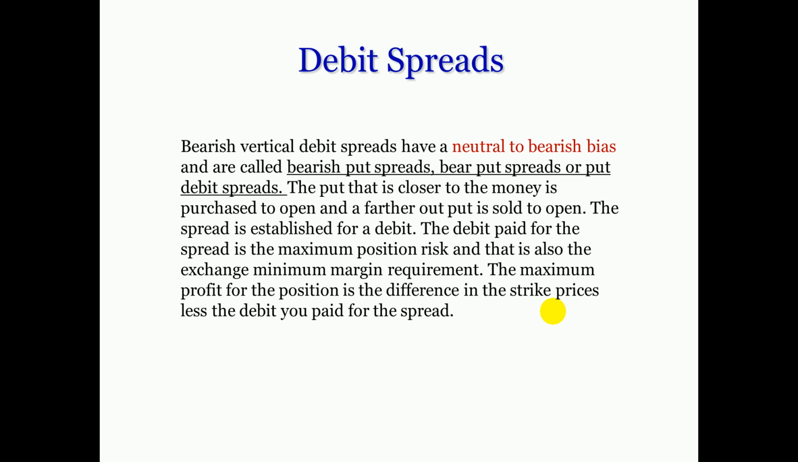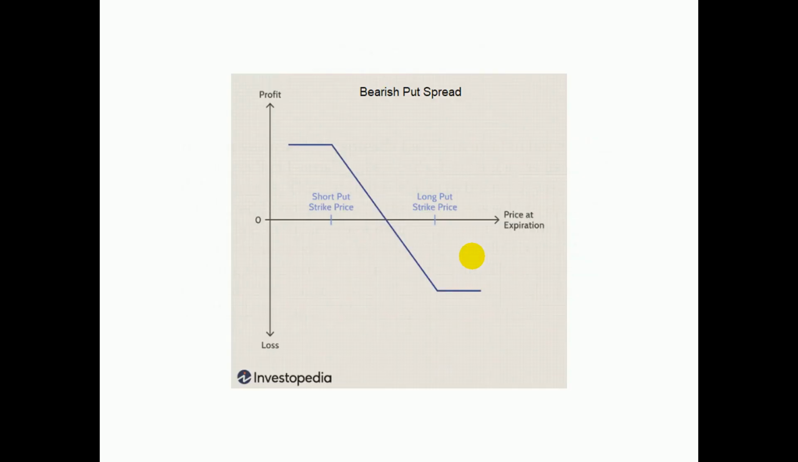Now, the most money that you can make on this is if you take the difference in the strike prices of the spread and you subtract out the debit that you paid. The difference would be your maximum profit potential on the trade. And here's what the graph looks like.